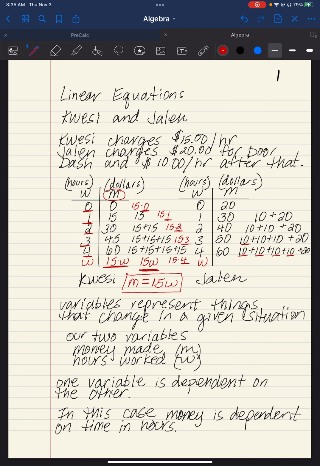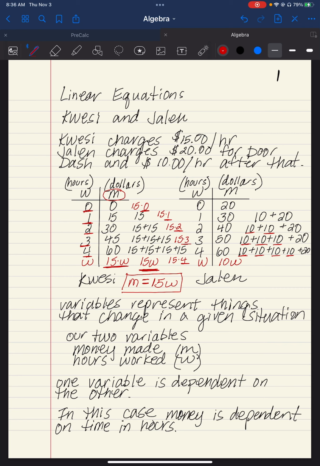However many hours you work, that's what you're multiplying by 10, right? So if we have 2 hours worked, it's 2 tens. 3 hours worked is 3 tens. 4 hours worked is 4 tens. W hours worked is going to be 10 times W. Okay? For every hour that you work, you're going to multiply that by 10.